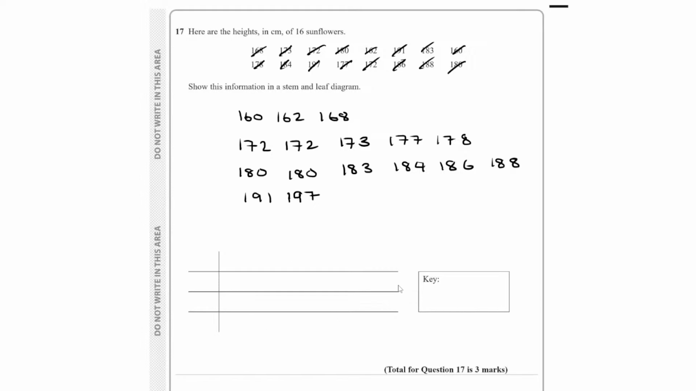Now I can put it into my stem and leaf diagram. You can see that I've got 4 rows here. There are also 4 rows in my stem and leaf diagram. For my key, I think I'll take the first 2 digits, so 1, 6, and then put a line. That represents this line here, which would mean 160 centimetres. So I'll put 16 here, 17, 18, and 19.